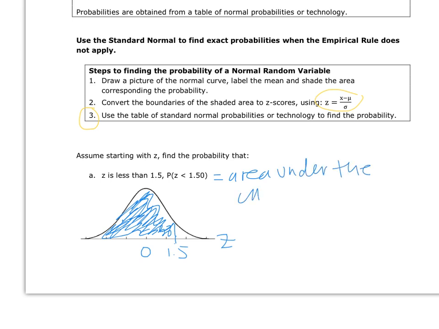Okay, so here's where we use that online calculator, or if you have some other tool to use, like a graphing calculator, you can use that to find probabilities. I'm going to be referring to the way that the calculator that I have posted is set up. So we're going to go to that calculator, plug in 1.5 as the value, and then we want to the left of that. Plugging that in, we get a probability of 0.9332.